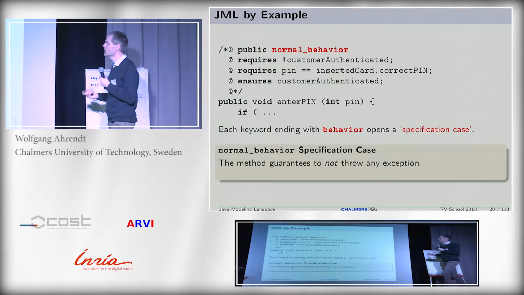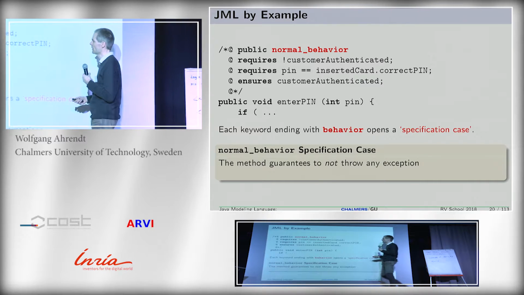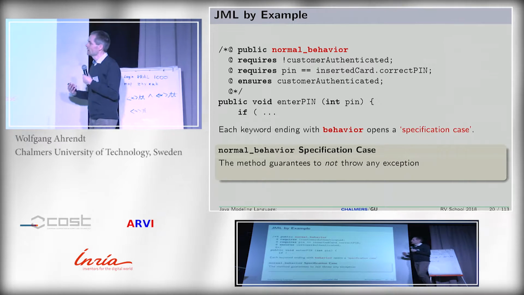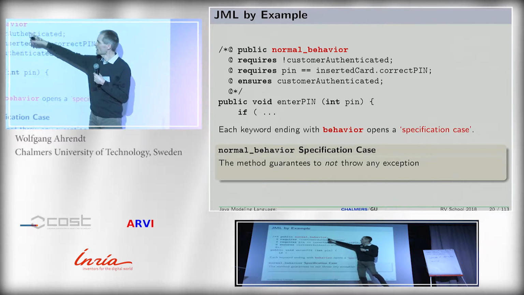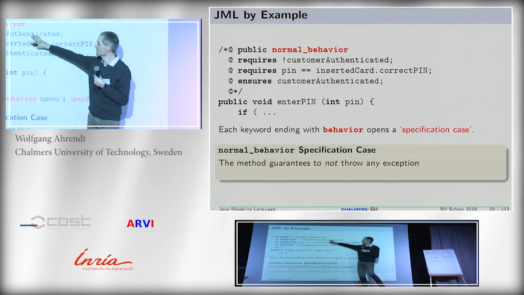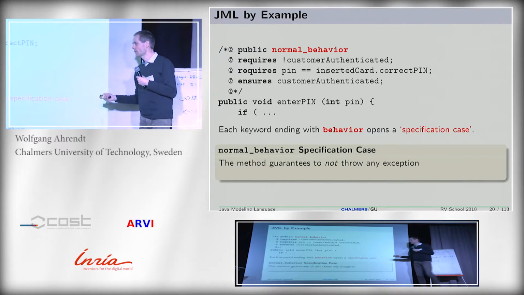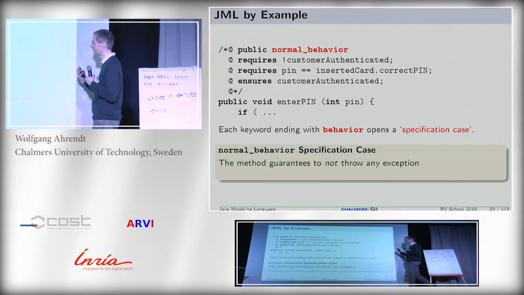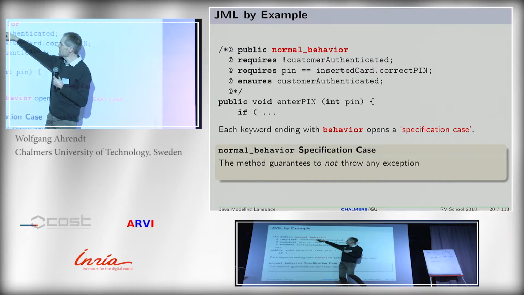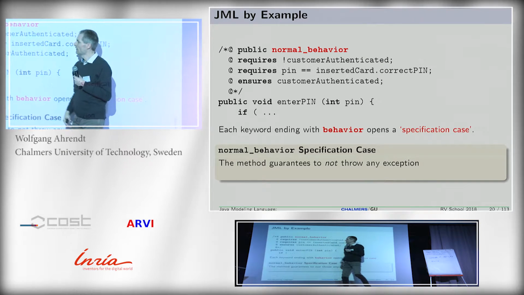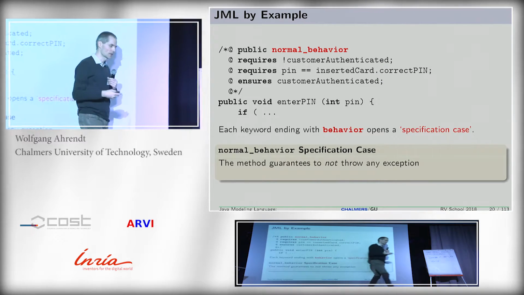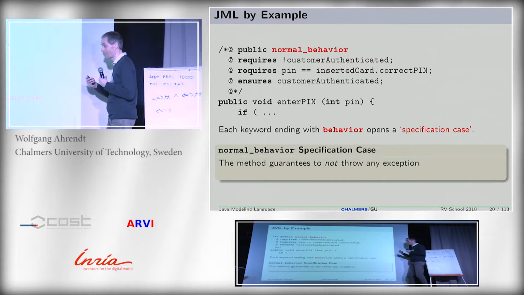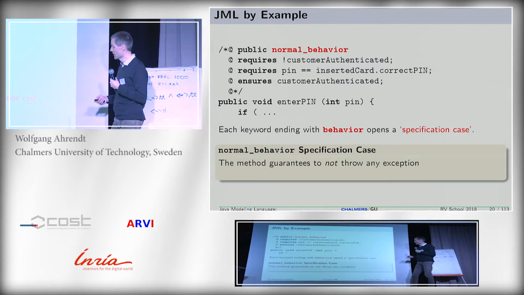Good. Normal behavior says something about what we need to guarantee in addition to what is written here. This says that under this precondition, or under those two preconditions, this implementation is not allowed to throw any exception. It's considered an error if these preconditions are fulfilled when calling the method, and yet an exception is thrown. That would be an error.